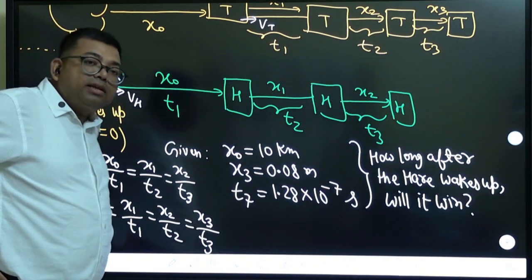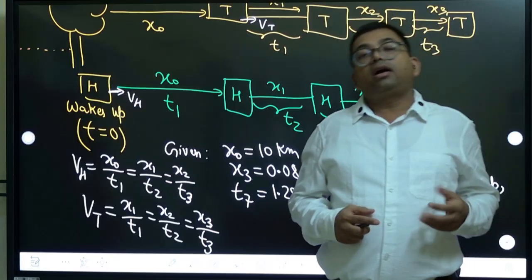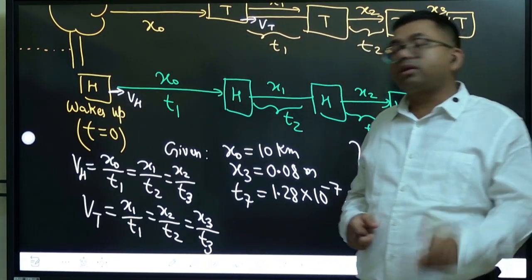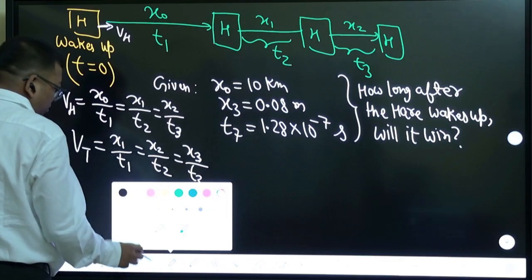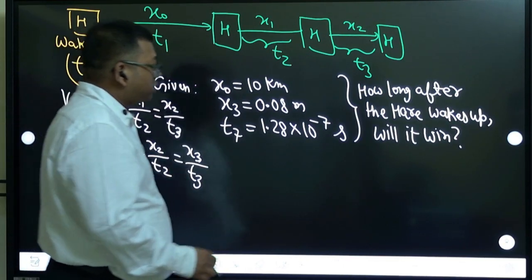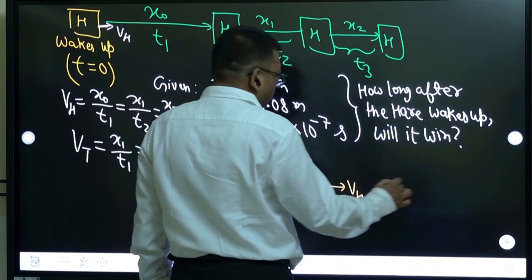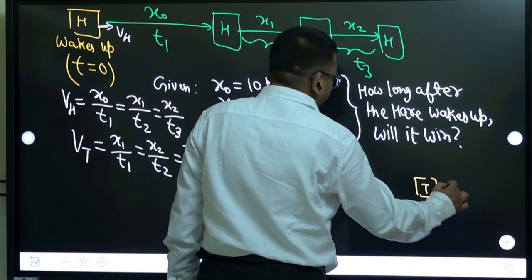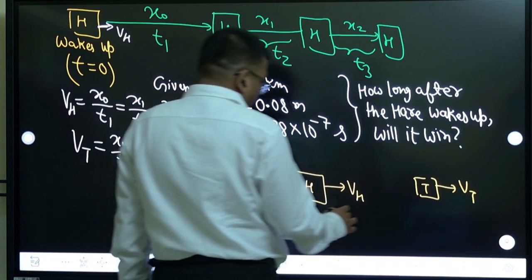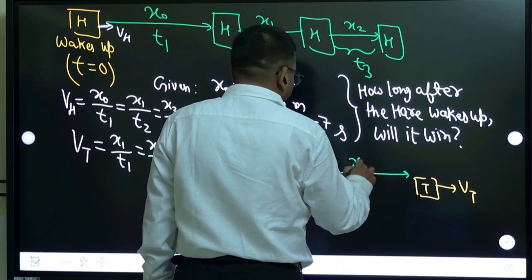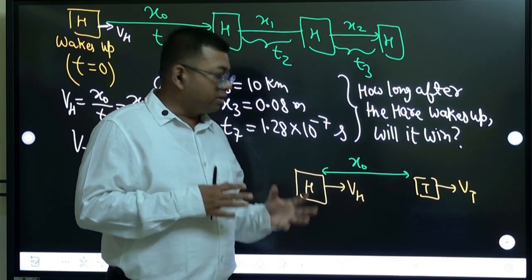Okay, first let us think in a reverse way. What do I want to calculate? I want to calculate the time in which it will overtake. So for that you can apply the concept of relative motion. I think some of you know the idea of relative motion. So here the hare is going with velocity vh, and this is the tortoise which is going with vt. Initially, the distance between them is x naught. So you know the time in which it will overtake, they are going in the same direction.